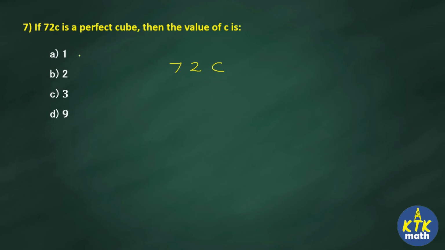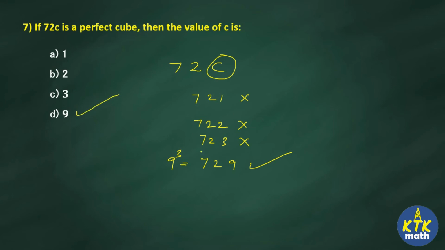Okay, we know that if we replace C with 1, 71 is not a cube number, then 72 is also not a cube number, then 73 is also not a cube number. By looking at this you can say, 79 is a cube number because 729 is nothing but 9 cube. So in place of C, 9 should come. Then only this is going to be a perfect cube. It's a very simple question.